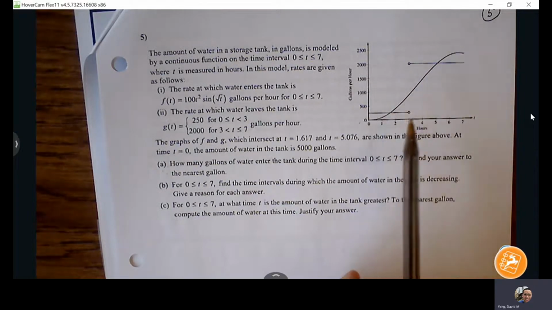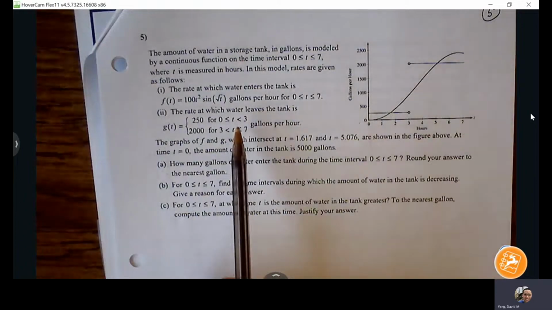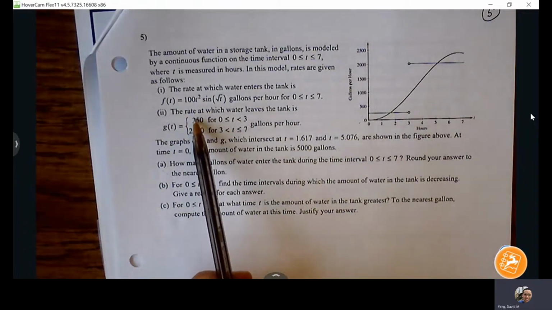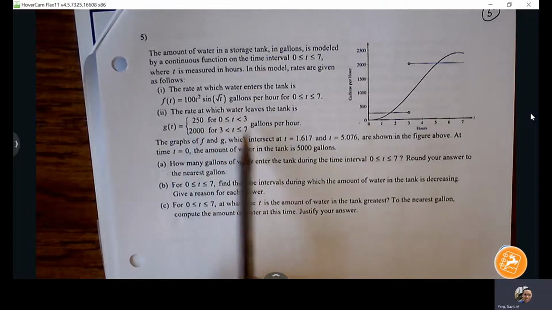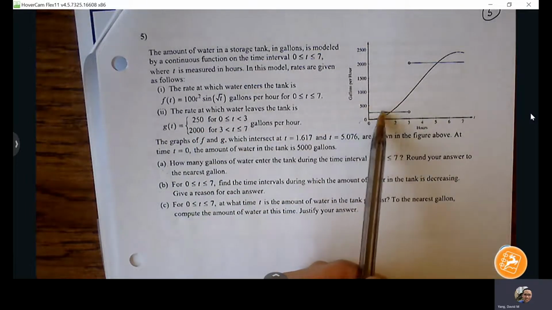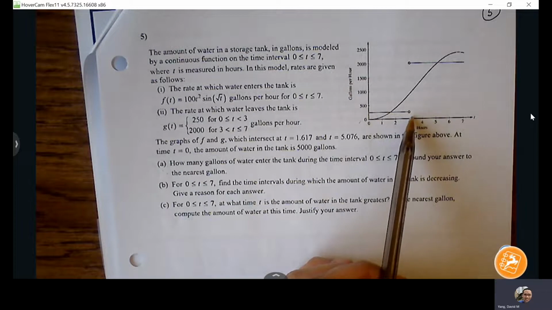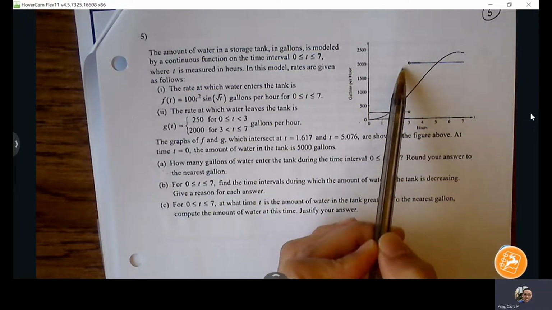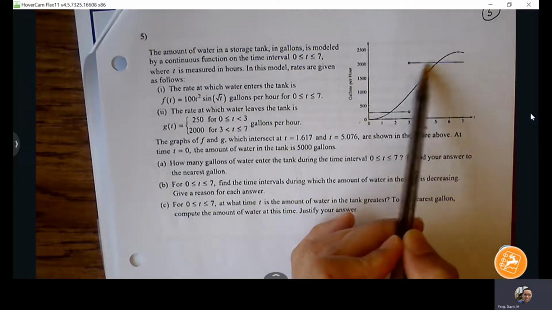So you can imagine, there's more and more water being let in, or the amount per time at any given point is rising. Now there's also water being let out at the bottom of the tank. The rate at which water leaves the tank is 250 gallons per hour for the first 3 hours. So it's a constant rate. But all of a sudden, they're going to turn that up all the way to 2,000 gallons per hour. So a lot more water leaving.